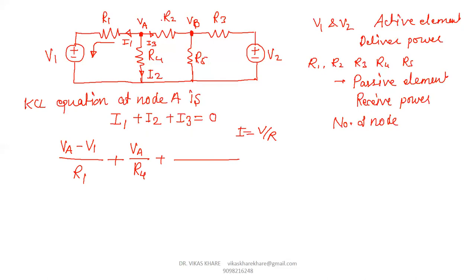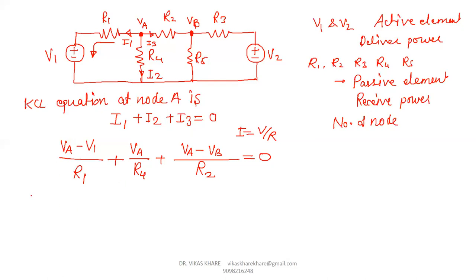For I3, when we consider the reference node as A, VA is at positive potential and VB is at negative potential. So I3 is VA minus VB upon R2. At node A, I1 plus I2 plus I3 is equal to 0. So VA minus V1 upon R1, plus VA upon R4, plus VA minus VB upon R2 is equal to 0.